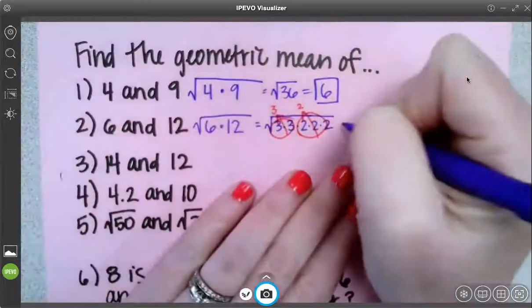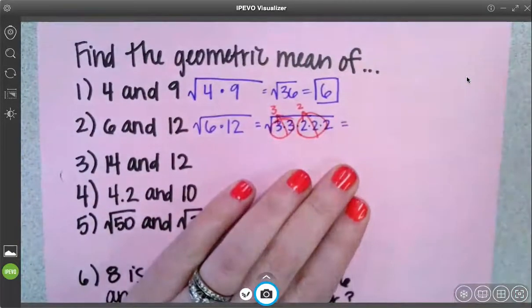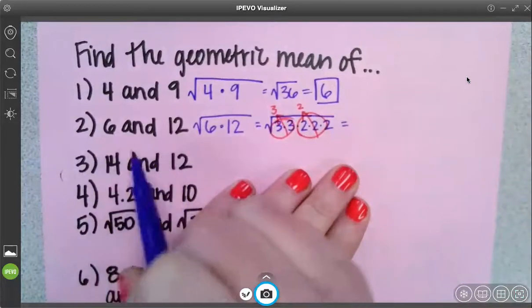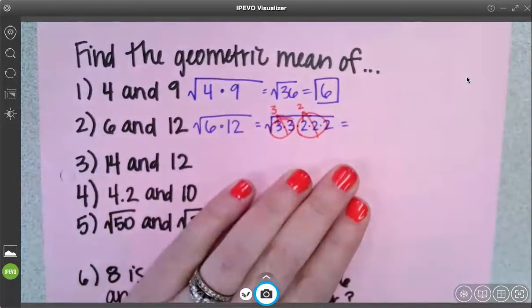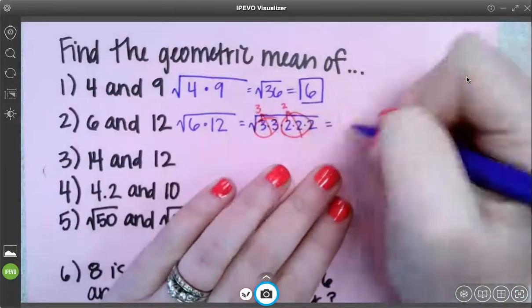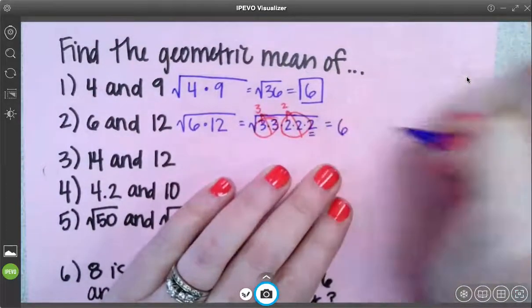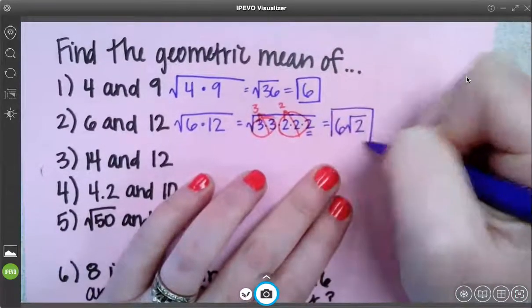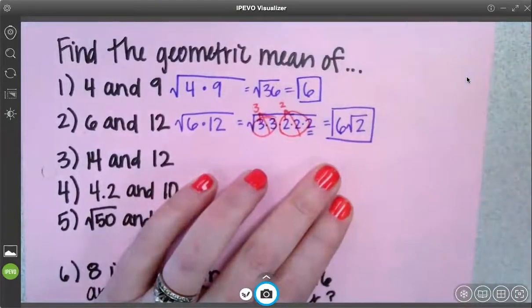And as you can see, this is going to be dependent on your ability to simplify radicals, because to find the square root of 6 times 12, you're going to have to be able to simplify. Okay, so 3 times 2 gets to come out, and this 2, I kind of wrote on him, he has to stay under. So 6 square root 2 is the geometric mean of 6 and 12.